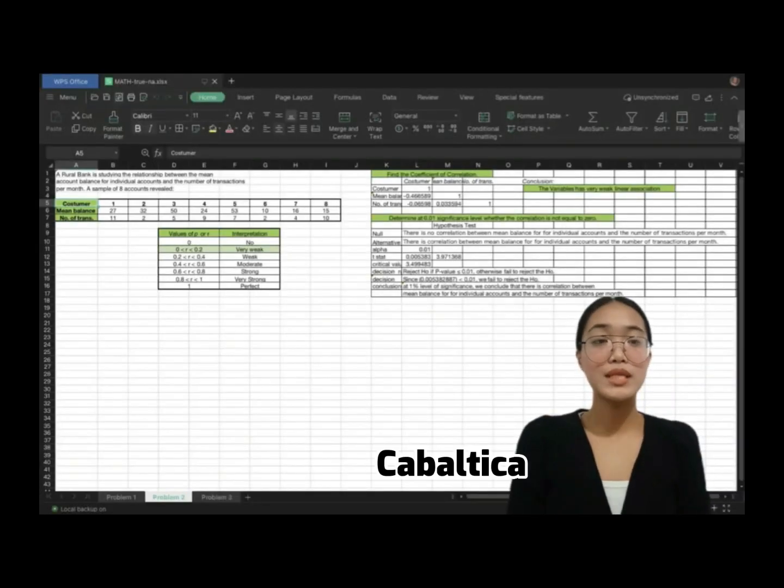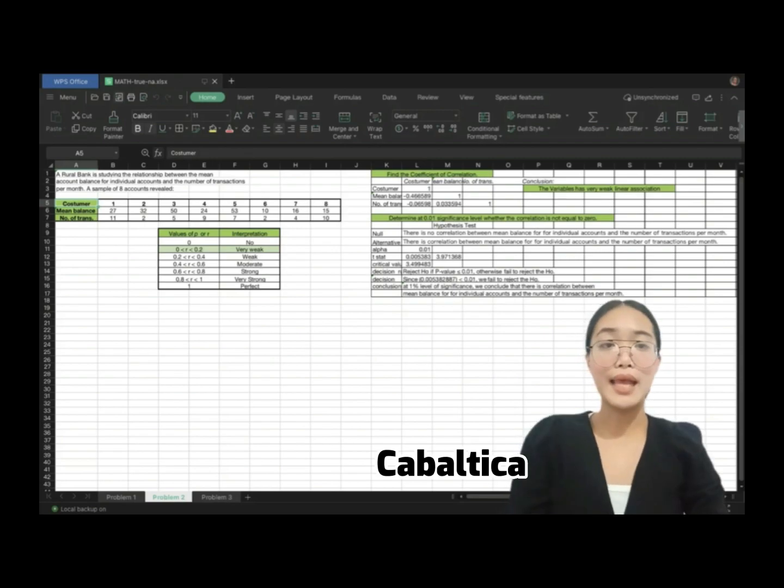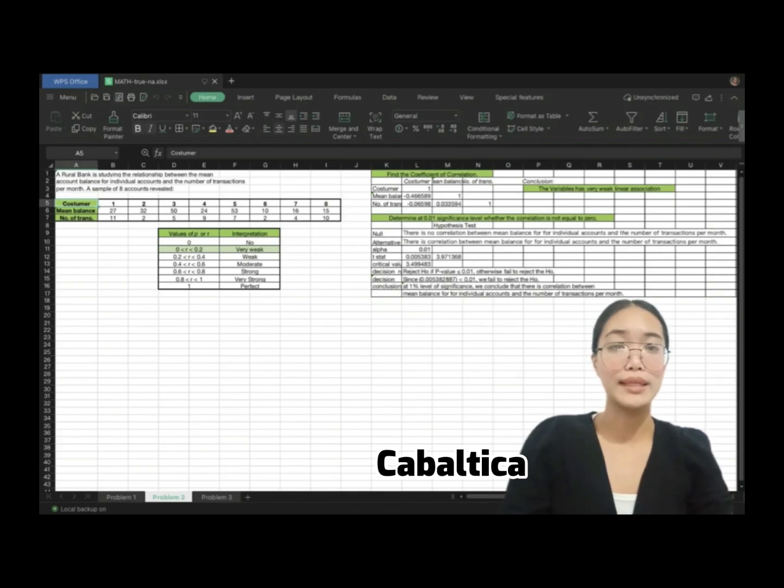Determine at 0.01 significance level whether the correlation is not equal to 0. Hypothesis testing, step by step. First, we need to know the null and alternative hypotheses. For the null hypothesis, we need to know that there is no relationship or the two variables are unrelated.